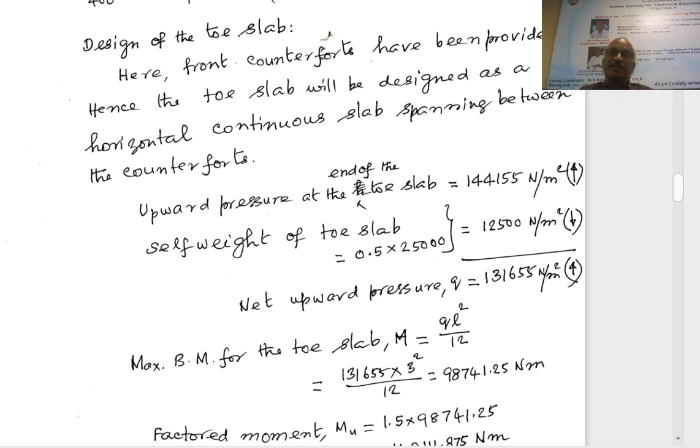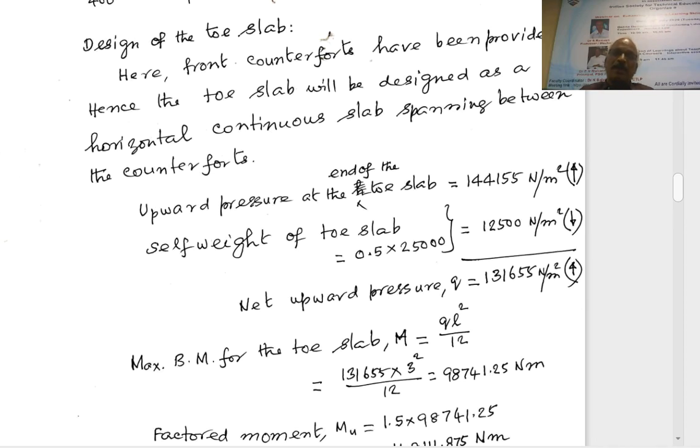What type of loading? We know that on the toe slab side, the upward pressure is maximum. Downward pressure is only the self weight of the toe slab. Above the toe slab, there may be a small amount of earth that we can ignore, because our design will be only on the safer side, right? Because it is going to be subjected to net upward pressure.